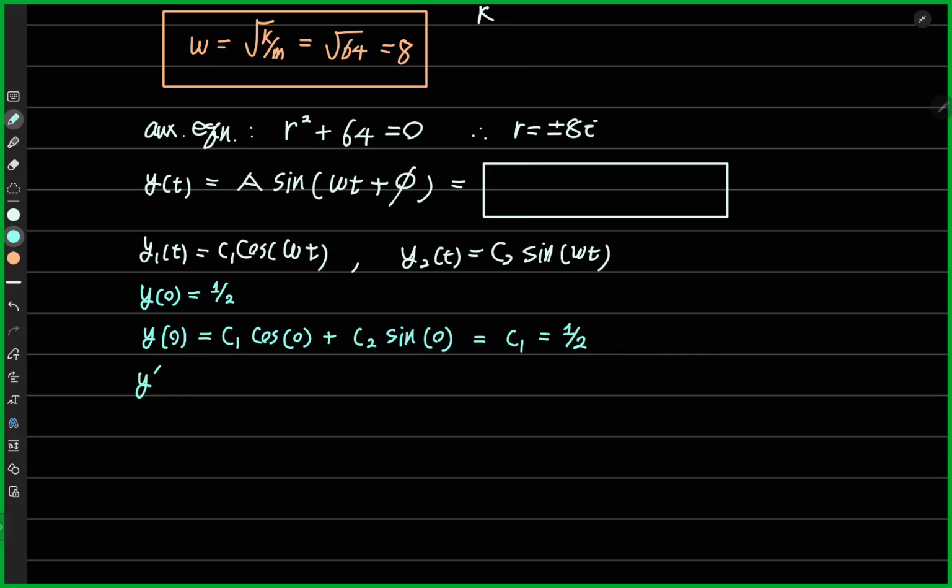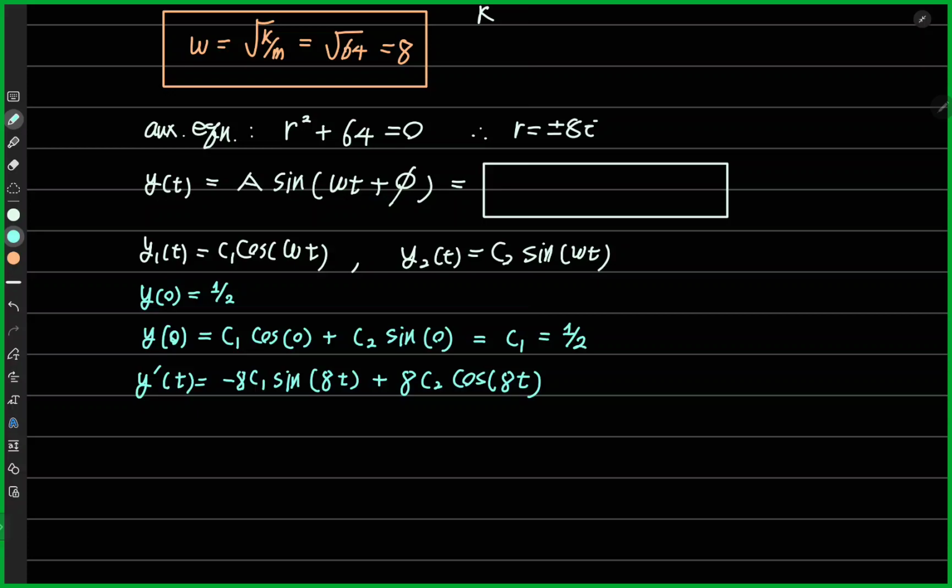And the y prime of t is minus c1 times sine of omega t. What's omega? Omega is 8, right? So it's sine of 8t, and then plus, oh, I missed the 8 right here, plus 8 times c2 times cosine of 8t. Yeah, that's the derivative of sine, cosine.